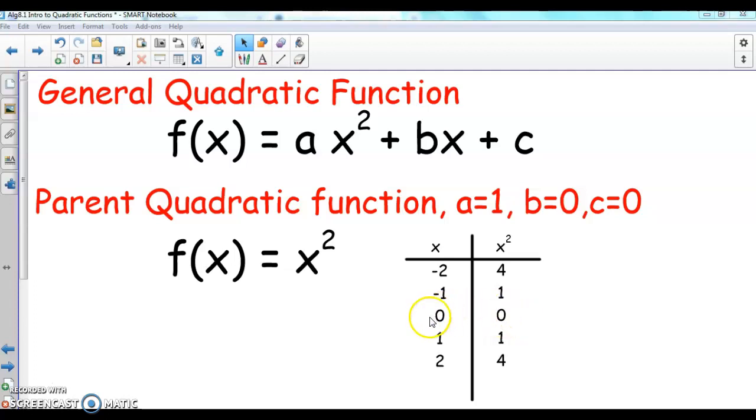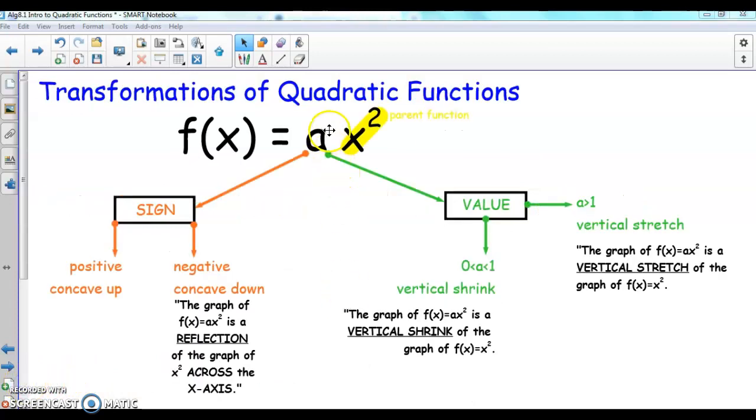So that means the vertex is 0, 0. The x coordinate is 0, so that means the axis of symmetry is x equal to 0. And since the y coordinate is 0, the range is y is greater than or equal to 0. Now, what happens when the value of a is no longer equal to 1? So let's say, for example, it's 2x to the second power, or 1/3 x to the second power. The value of a gives you a clue as to what transformations are happening to the parent function in order to come up with a new graph.